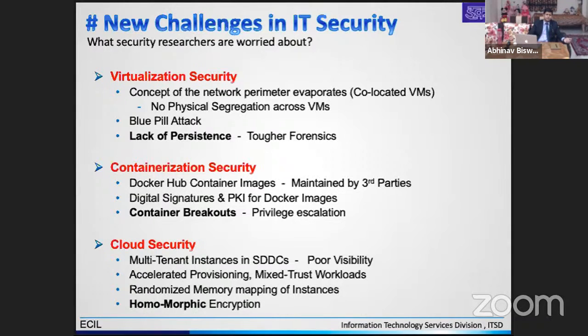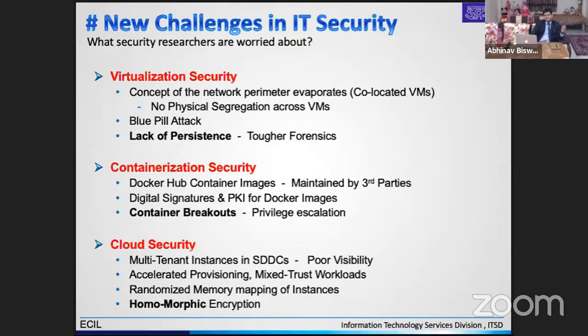And coming to cloud security, multi-tenancy is a big problem. In the same data center, public cloud, company A and company B both will keep their data. They both may be rivals. They both may be competitors. So who knows whose data is being accessed by whom?